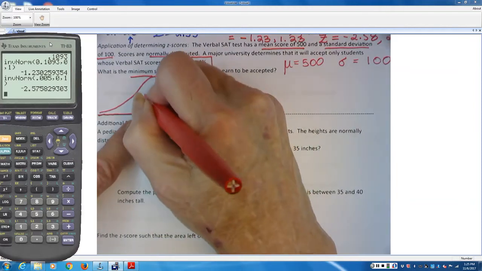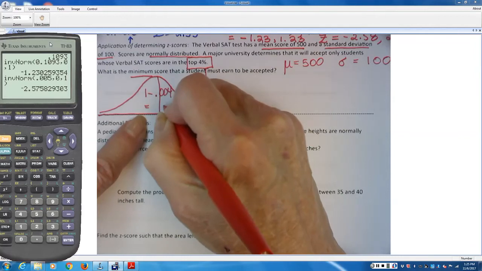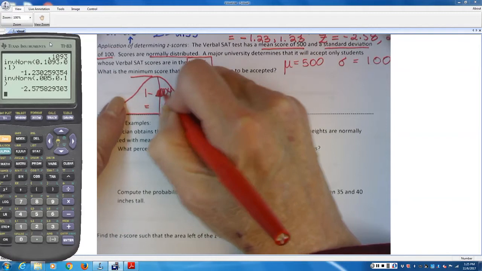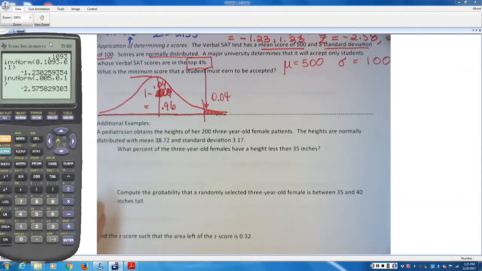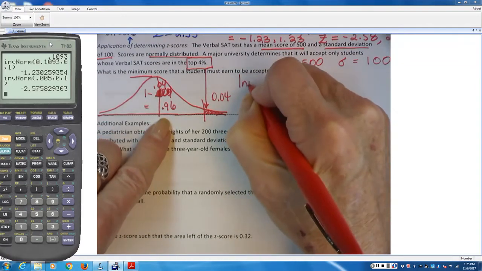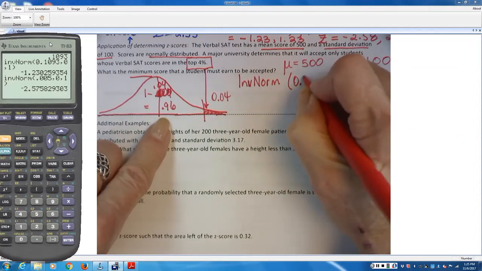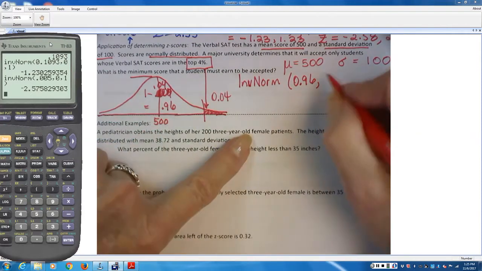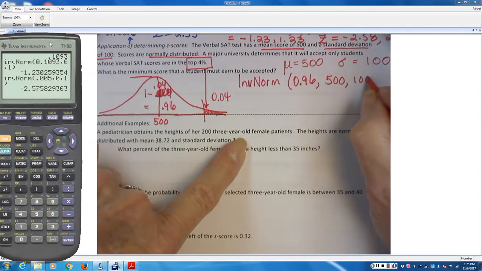So we know that what's down here is 1 minus 0.04, sorry about that, which is gonna be 0.96. Okay, the area that's to the left is 0.96. So we can either say inverse norm .96, comma, and we're gonna use the actual mean, which is 500. And the actual standard deviation, which is 100.